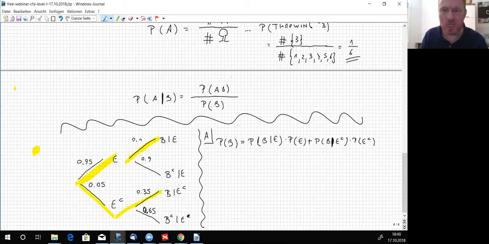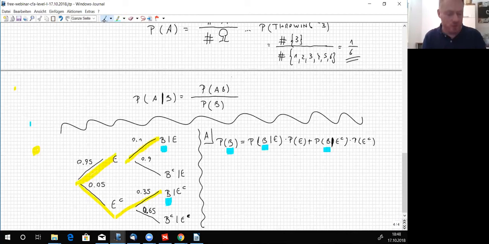So if we underline it with a different color, I want to know something about B, so I go to both places where B happens, and not non-B, but B, and all the way up to those places, meaning that we take a look at every single event that could have happened first, once we go to the event B.